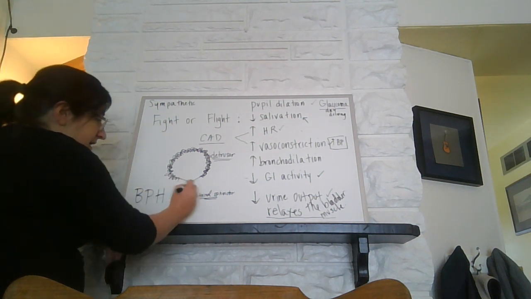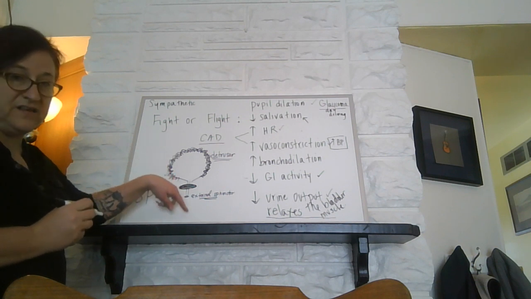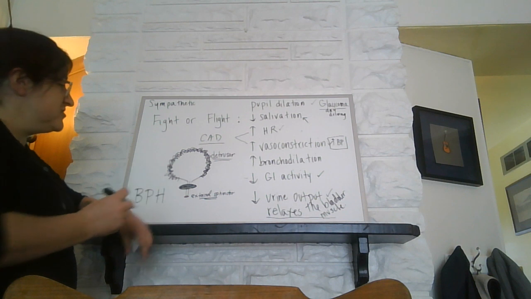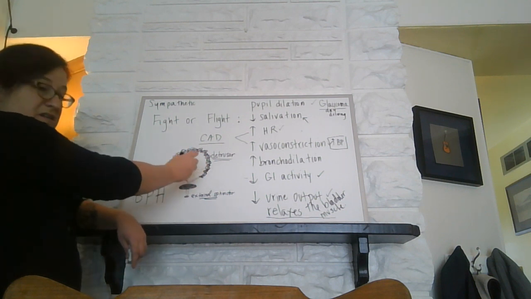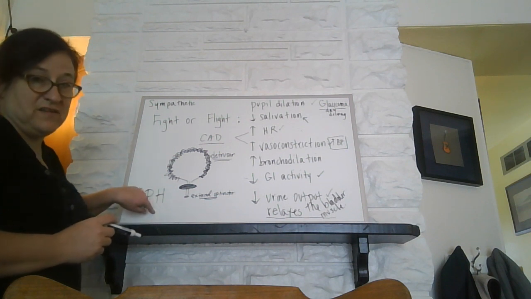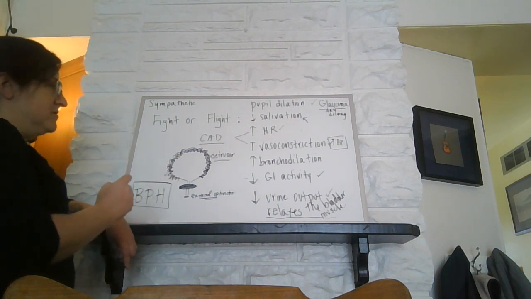So if someone has a big prostate right here, and it's always hard for them to urinate, and they always have issues with urinary retention, and then we make it harder for them to urinate because that muscle can't contract, then they're going to have even more trouble. So there's another group of people that we have to worry about.